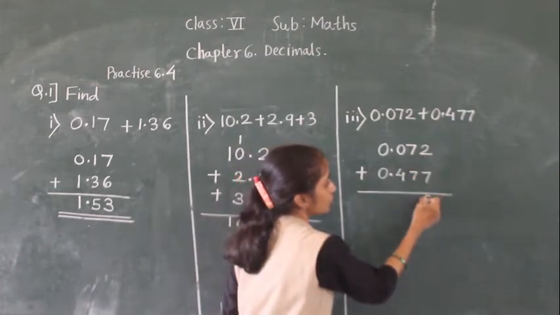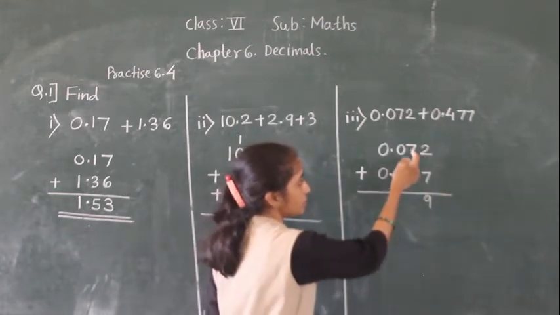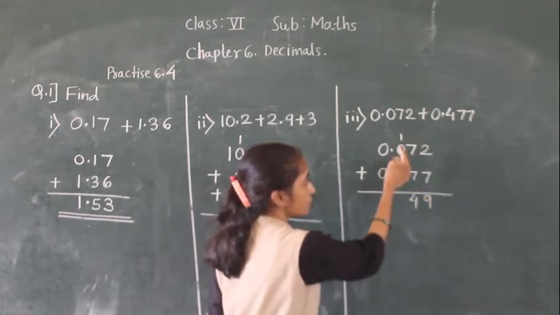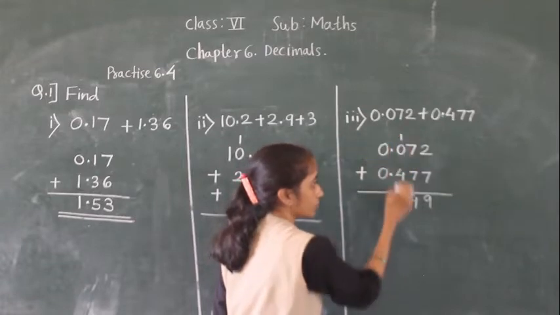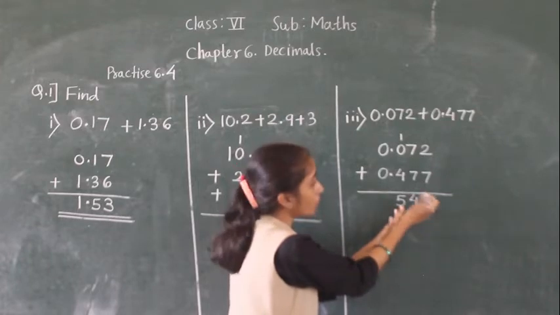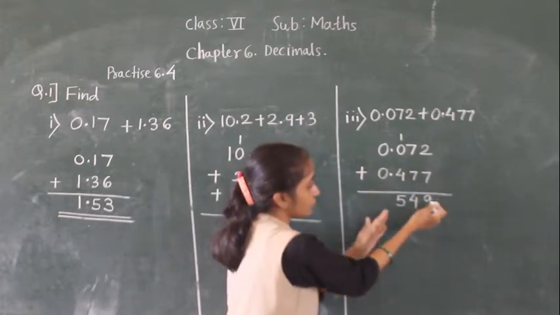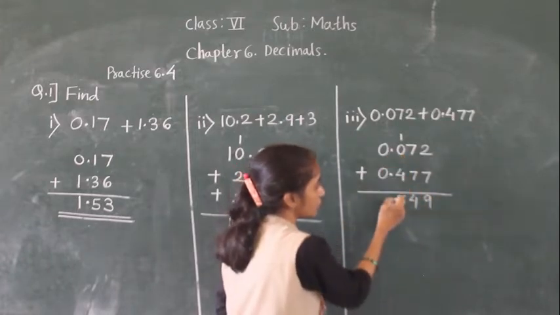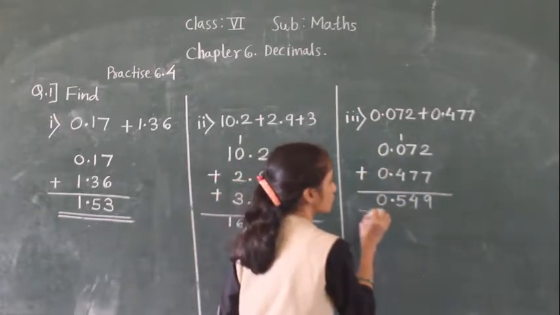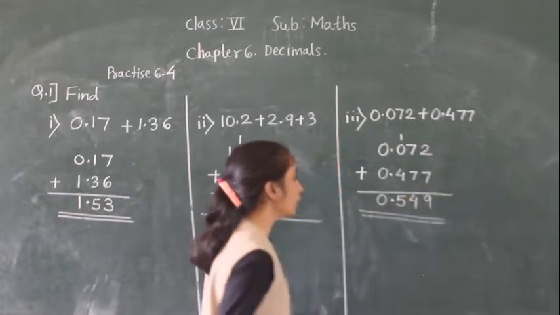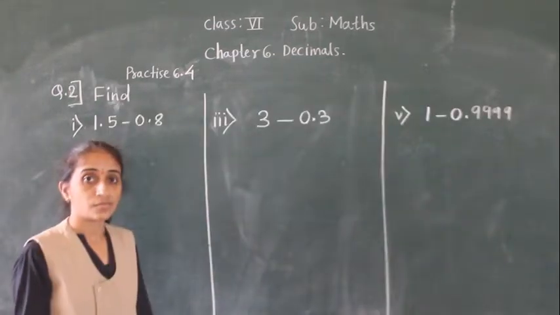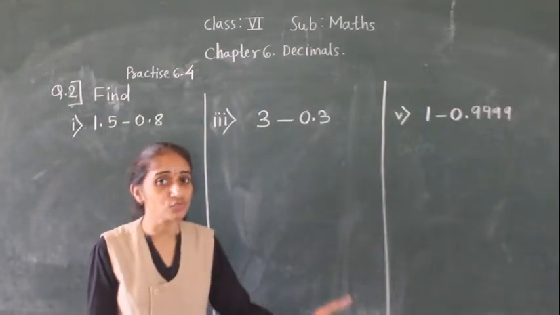Now add these numbers. 7 plus 2, 9. 7 plus 7, 14. 1 is carry. 4 plus 0, 4. 4 plus 1, 5. Okay, now we have completed the decimal part. Addition of the decimal part is completed. Now give the decimal point, down of the decimal point, 0 plus 0, 0. So what is our answer? 0.549.